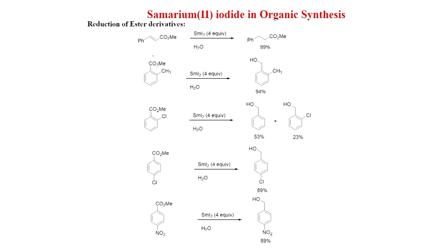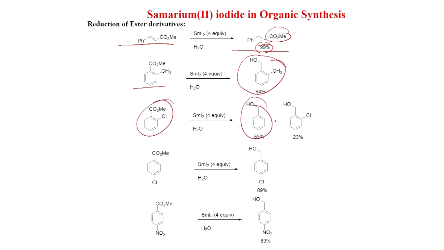Now, we will see the esters. Here also, like the acid, the double bond reduction is fast. So, here this methyl hydrocinnamate is formed in 99% yield, and the ester group did not reduce here. Here this methyl ester goes to alcohol with orthochloro, similarly here 53% dehalogenation, 23% this. With parachloro, this is major, 89% you get this with parachloro.